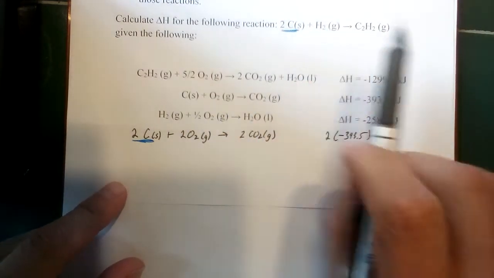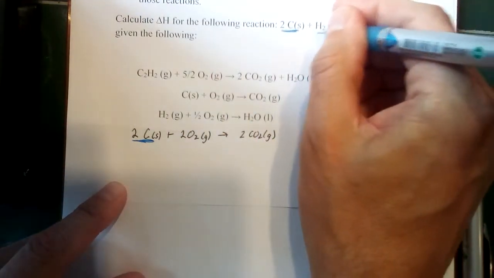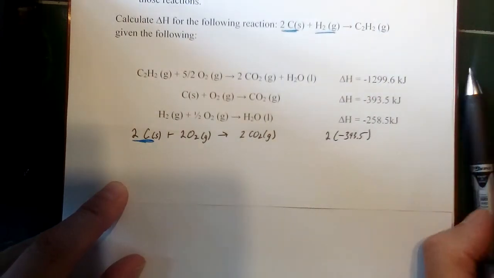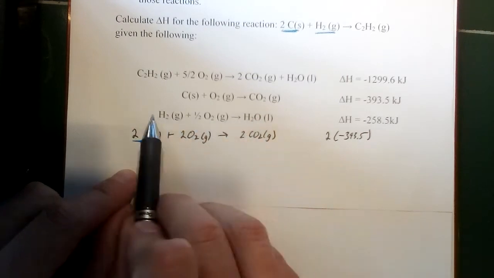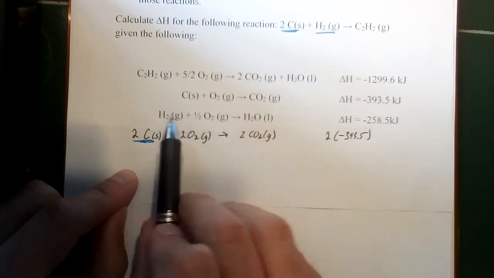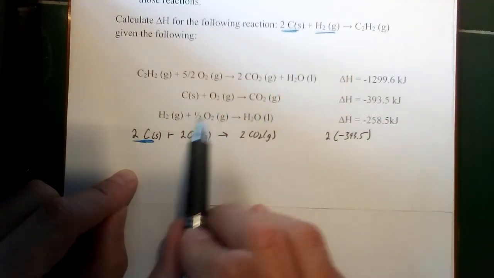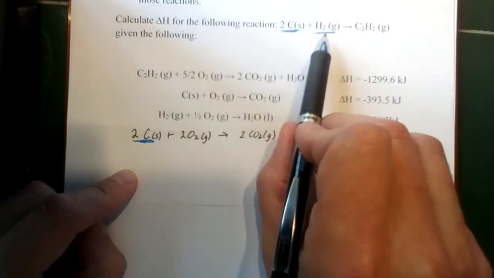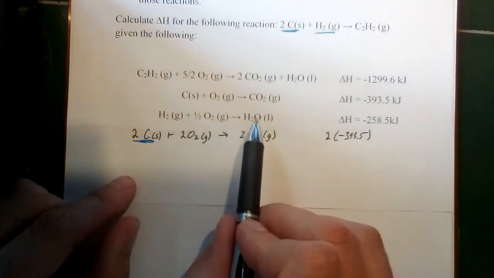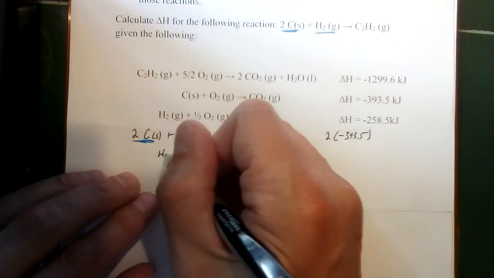Next thing in the target is hydrogen. So I've got 1 hydrogen and it is in the gas phase. Here's that in my target, in my table of known reactions. So H2 in my target, here it is in my table. It's 1 mole. It's the gas phase. It's also on the reactant side. So this reaction is perfect. I'm going to use it just as is.